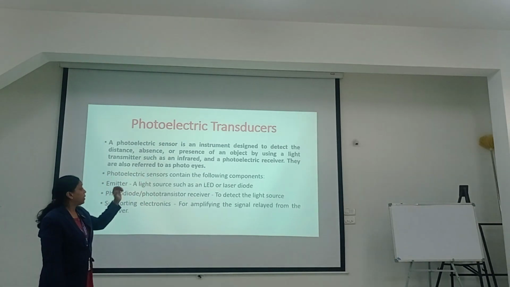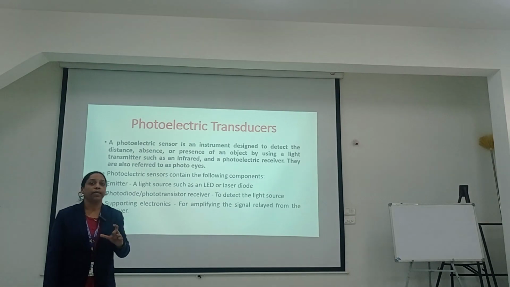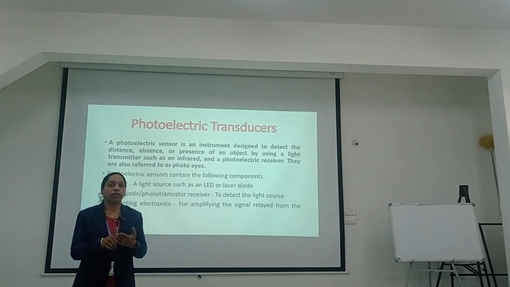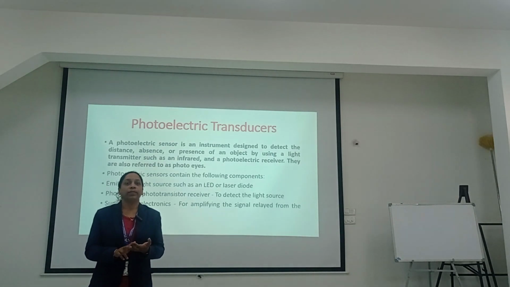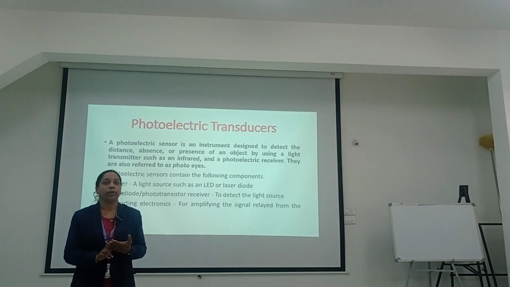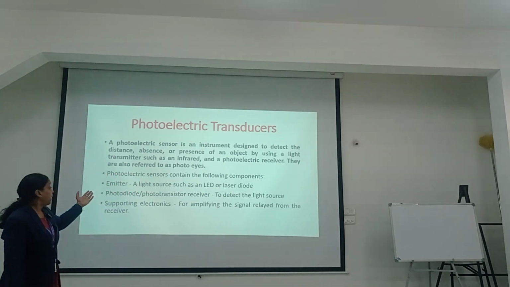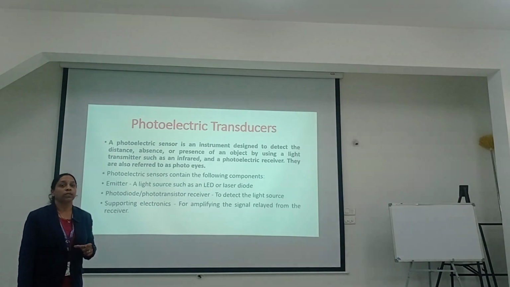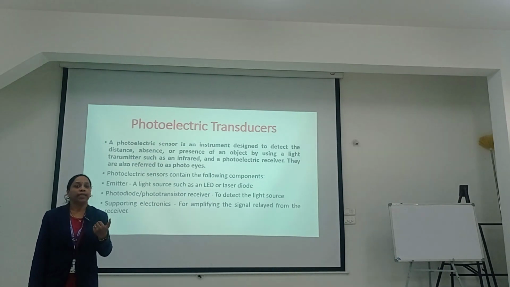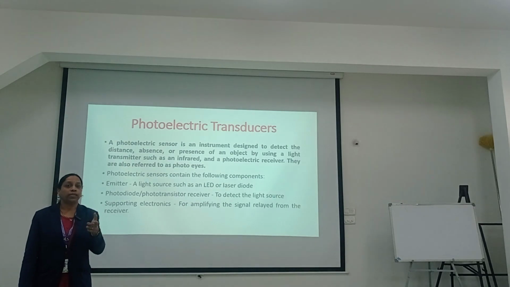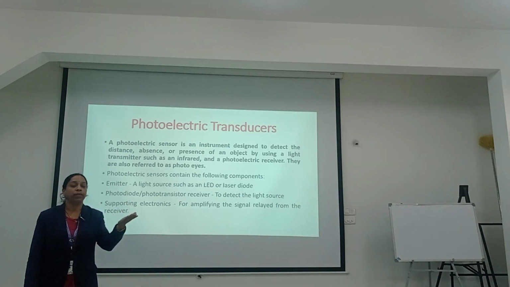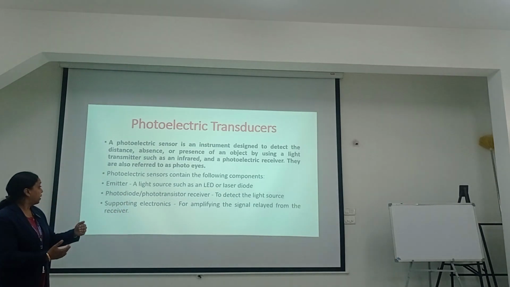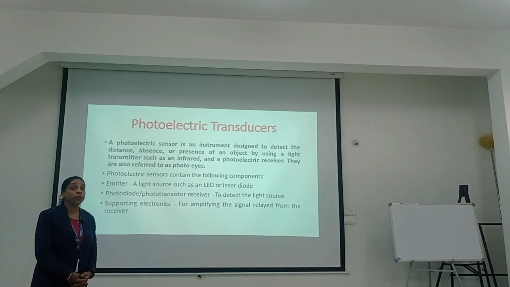So the photoelectric transducer consists of three main basic elements. One will be your emitter, second one will be your receiver, and the last one will be your electronic components such as amplifiers. So the emitter consists of a light source, such as LEDs or laser. The function of LED or laser is, input to this will be your electrical energy, the output will be your light energy.